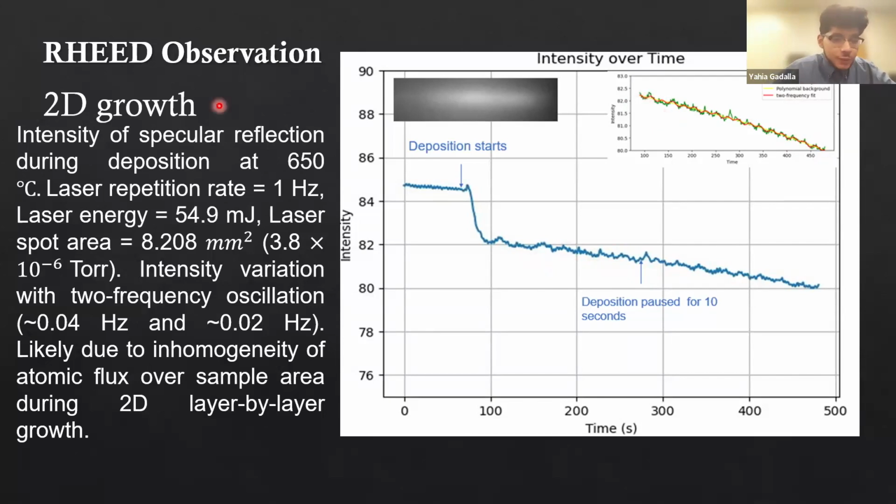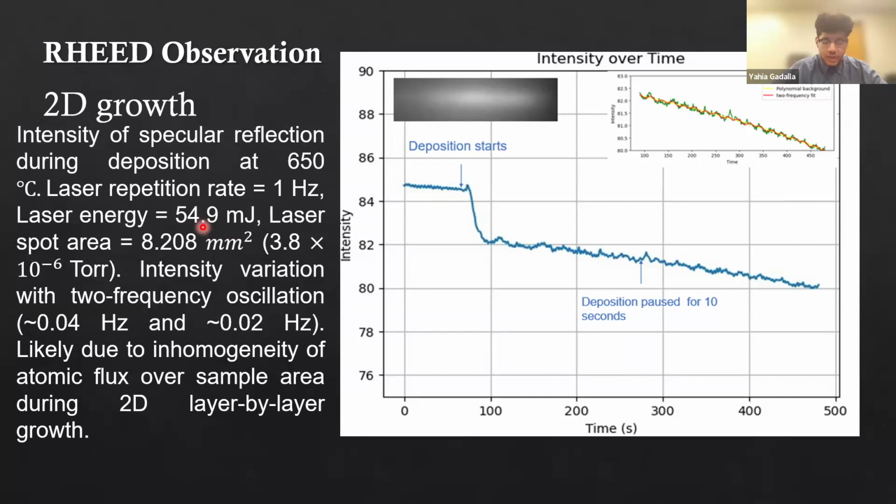So here we have deposition done at 650 degrees Celsius with the rest of the parameters being the same, except for the energy here. Note it went from 57 to 54.9. Now, one important detail is here the intensity variation was modeled with a two frequency oscillation, one at 0.04 hertz and one at 0.02, or approximate. This is likely due to the inhomogeneity of the atomic flux over sample area.